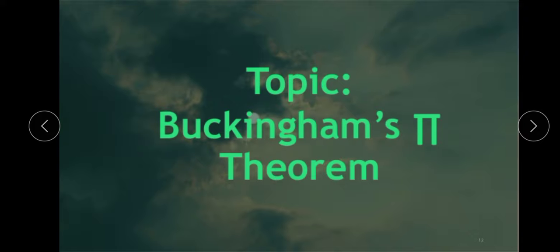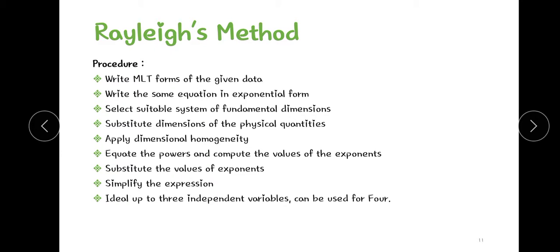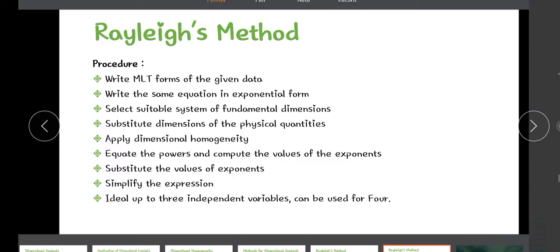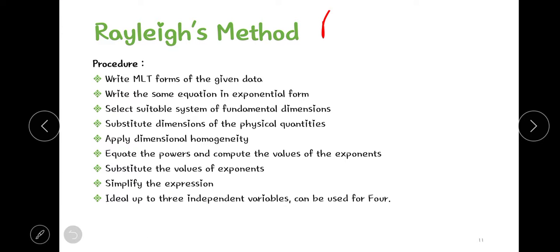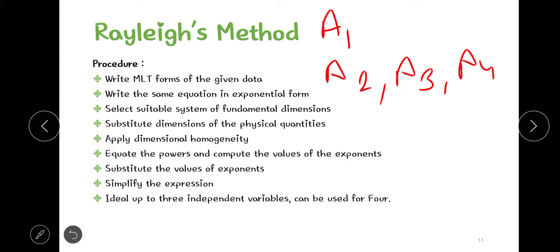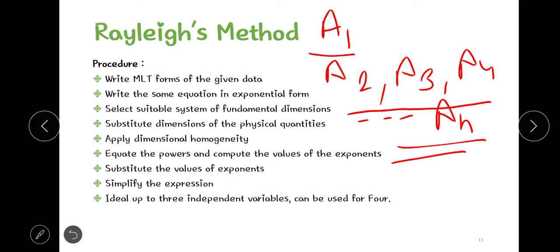Now I take an example to demonstrate what I have discussed. Let's suppose a1 is a dependent variable, and a2, a3, a4 and so on, an are independent variables. So here a1 is the dependent variable, and a2, a3, a4 and so on, an are independent variables in a phenomenon.